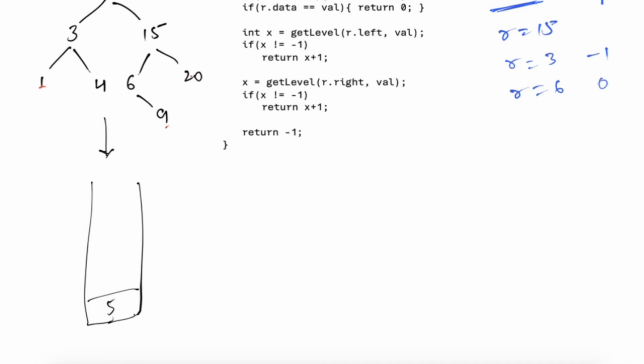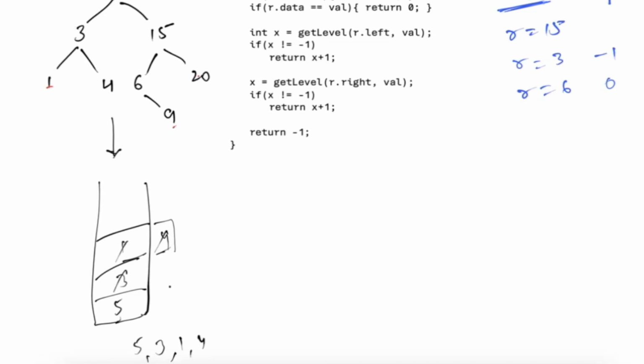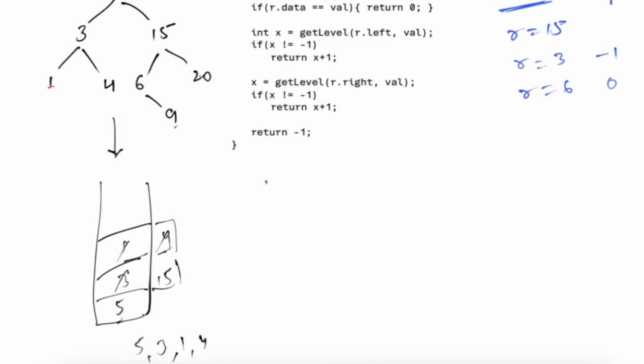So first we call the function for 5, then it prints 5 and calls the function for 3, then it prints 3 and calls the function for 1. Let's ignore the nulls. Then it returns and calls the function for 4. Then 4 returns, 3 returns, and the function is called for 15.